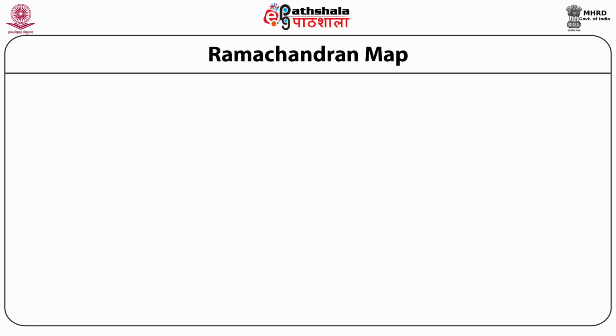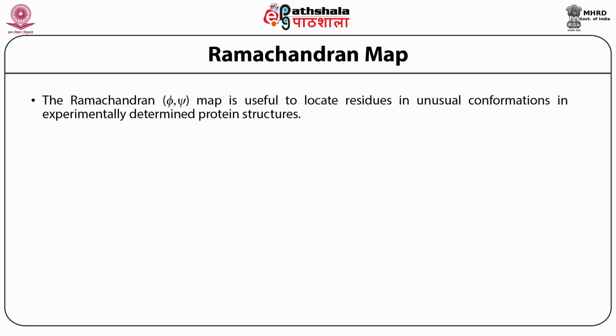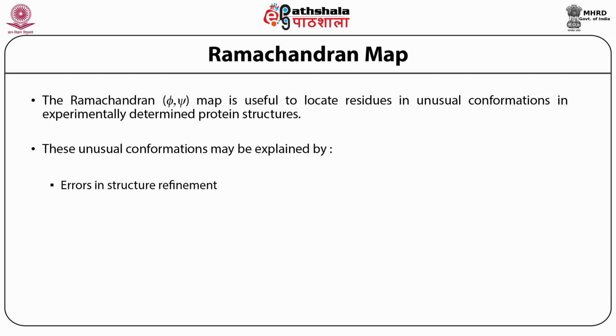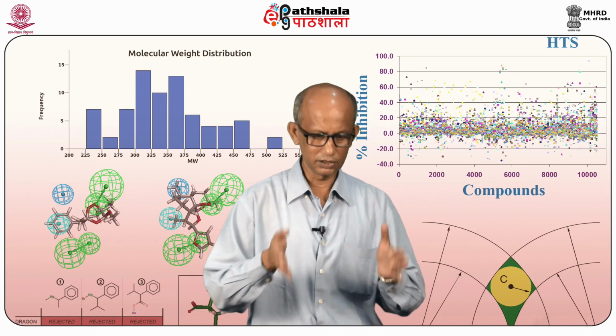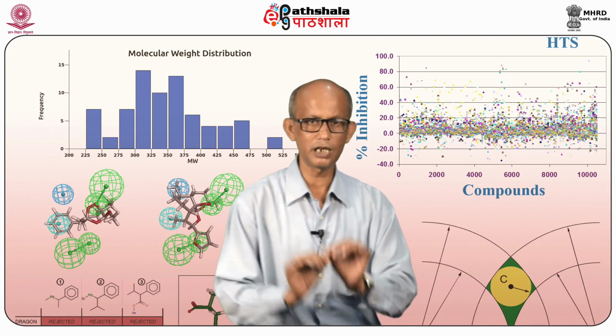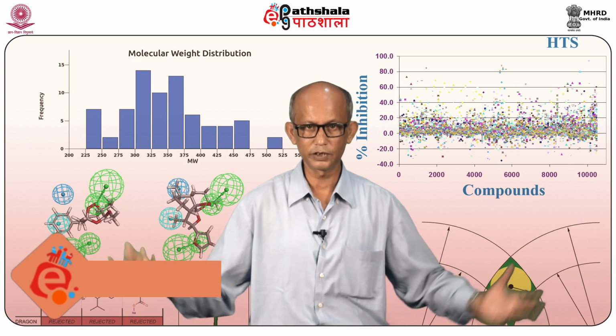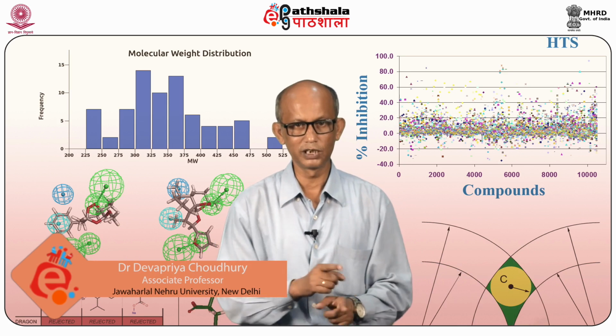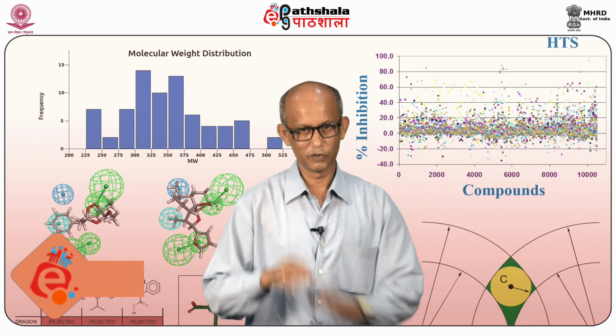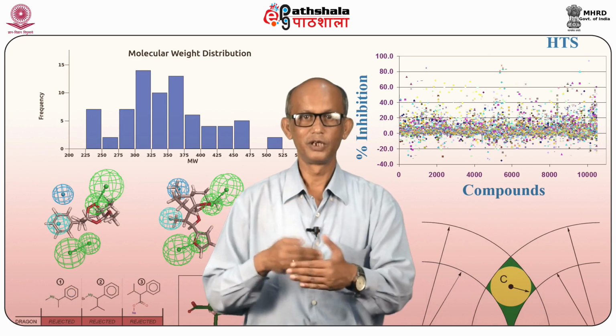So summarizing again, the Ramachandran map is useful to locate residues in unusual conformations, and these unusual conformations may be due to errors in structure refinement, which is most of the time, but many times they also indicate rare special interactions. One example I'm just putting in is metal binding, but there can be other examples as well. And therefore, it points the eye of the scientist to where interesting science exists. So when you have thousands of residues determined, this map very quickly tells you maybe there are one or two residues where something very unusual is going on for you to analyze and interpret.